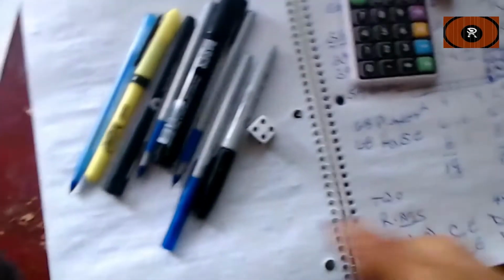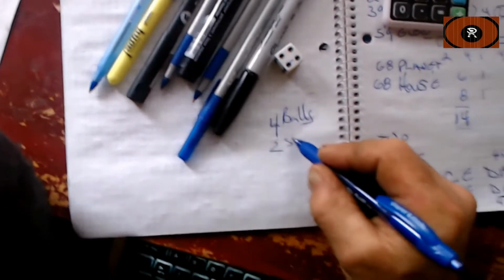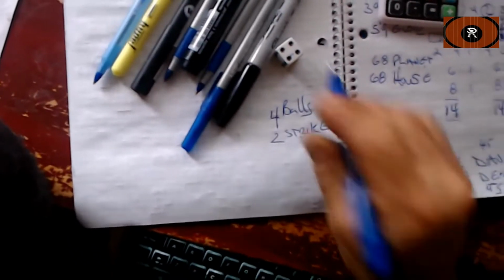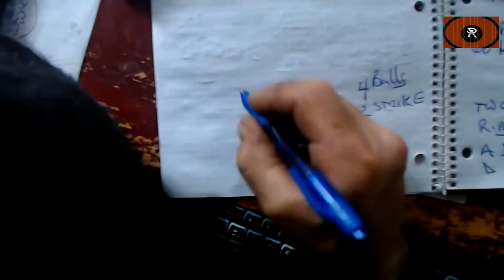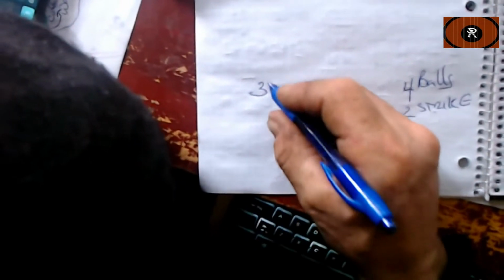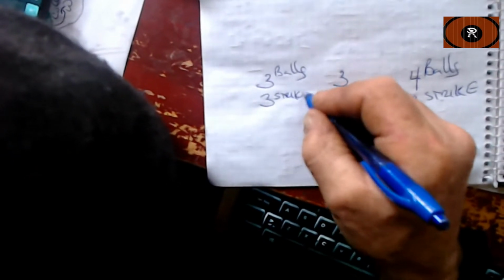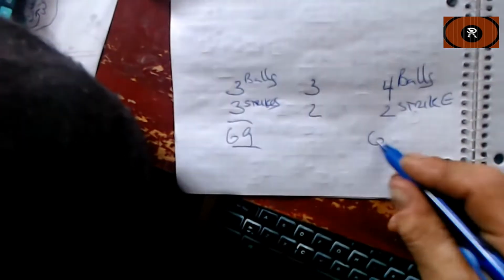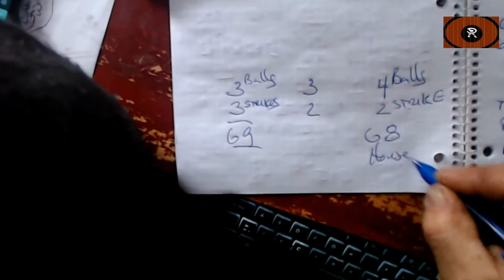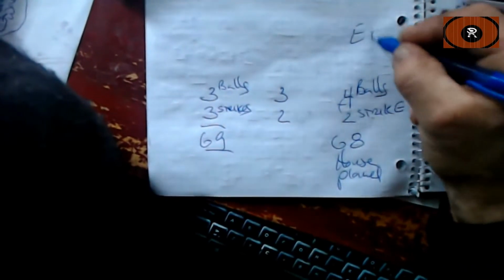Can I explain it? 4 balls, 2 strikes. Before this happened, it was 3 and 2. Or it's 3 balls, 3 strikes. Okay? And this will create 6 and 9, and this will create 6 and 8. This is the house planet, created by number 4 and 2.